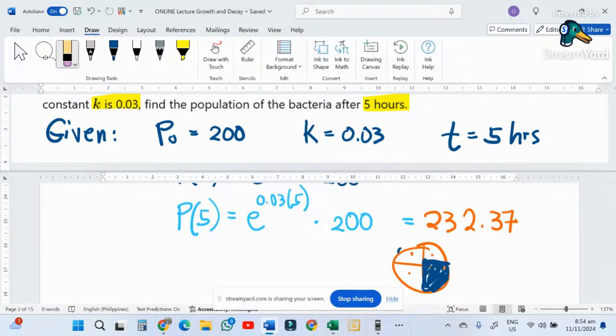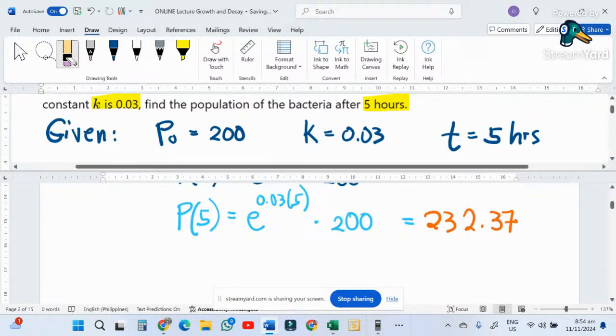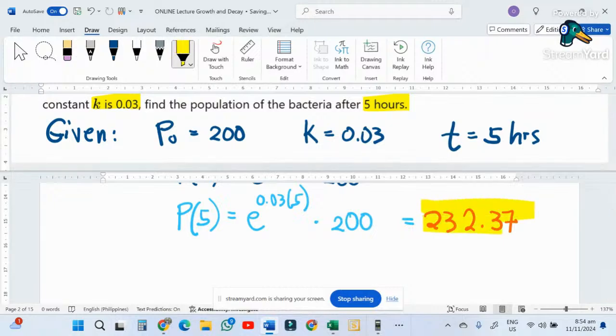Okay, so that's it. That is the growth application for differential equations. Okay, what is the unit here? Of course, 232.37 bacteria.